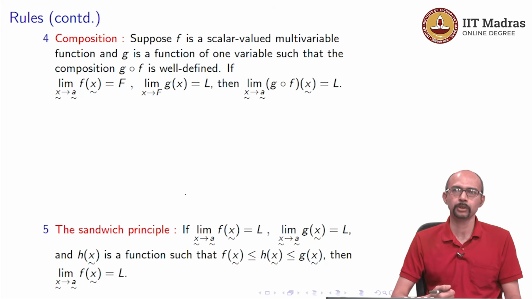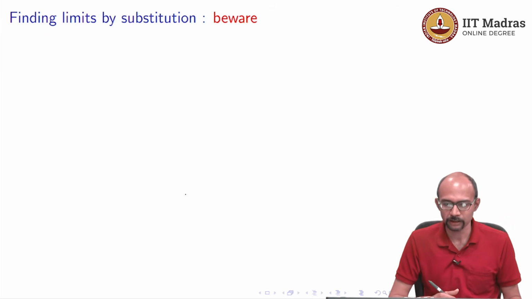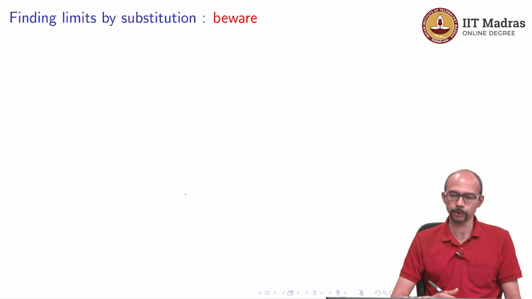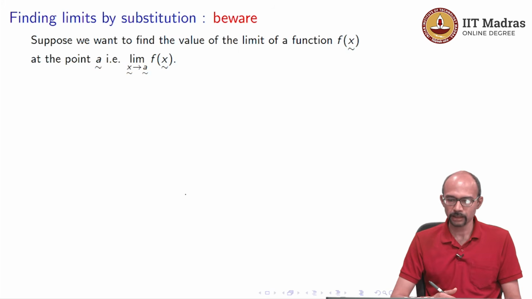So, you will see an example of this in the tutorial. I will not expound more on this, but we have seen examples already in one variable calculus. Fine. So, let us come to finding limits by substitution, and this is where you have to be fairly careful.